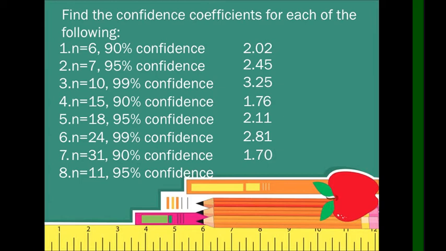N equals 11 with 95% confidence. So I mean the 95% confidence interval with the DF of 10. So that is 2.23. Okay, question. What if our given n is, let's say, 45? Okay, so our given n is 45.